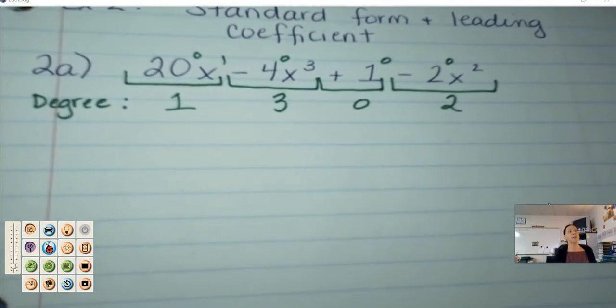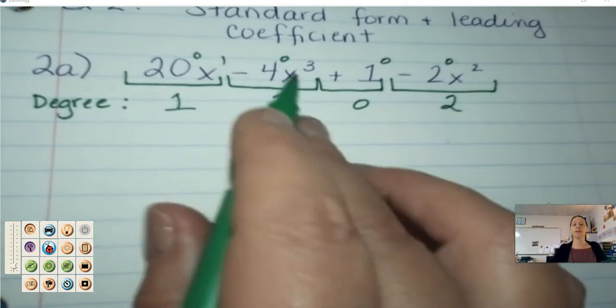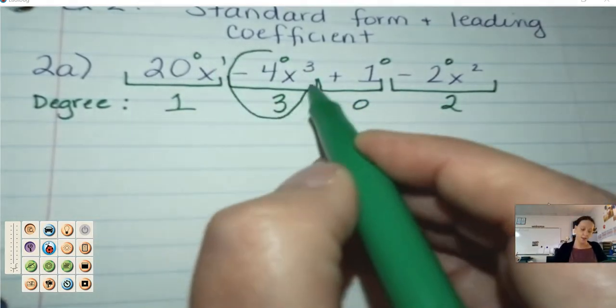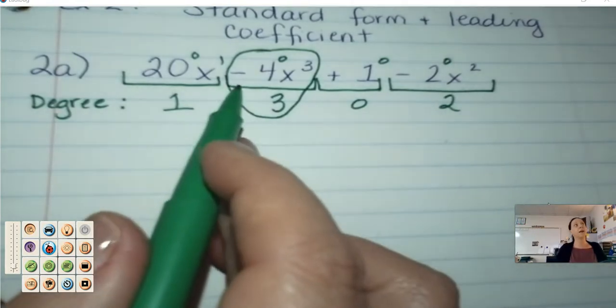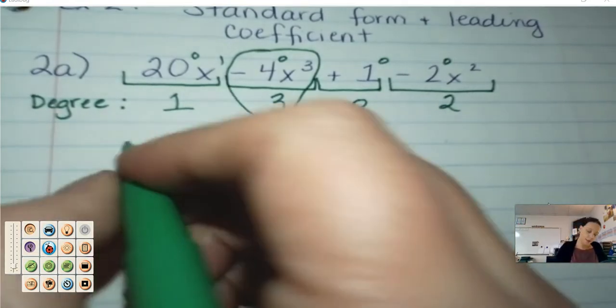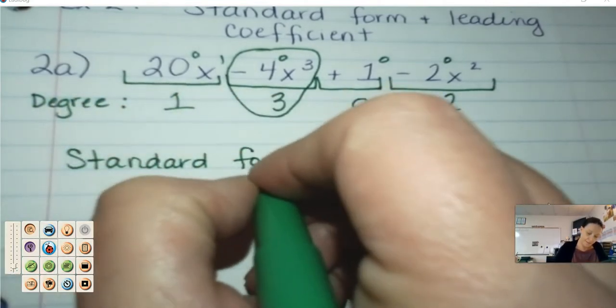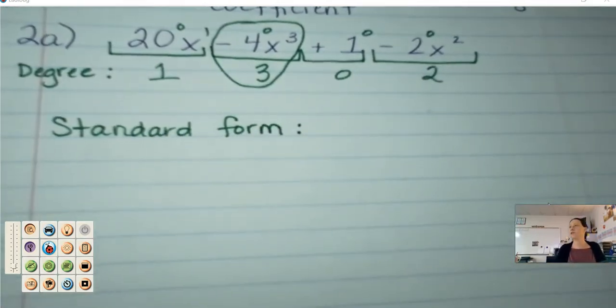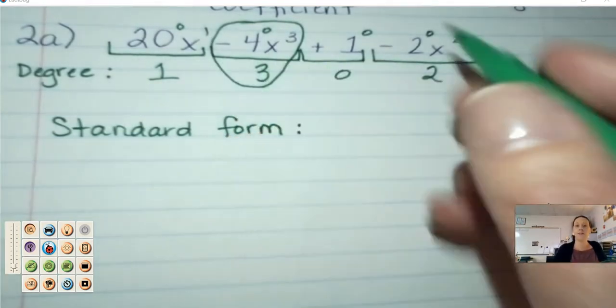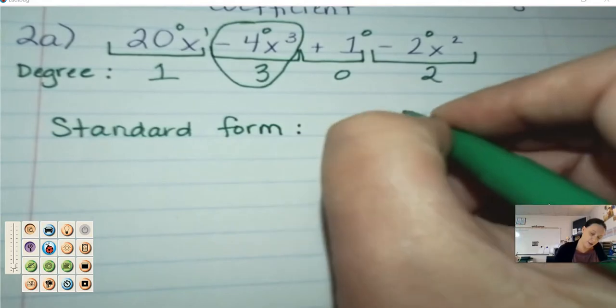Okay, to write this into standard form, we write it in order of descending degrees. So the highest degree always goes first. You have to be careful though, if it has a minus sign in front of it, keep that minus sign. So we're starting with the biggest degree of 3. So this is the term that's going to go first. Keep in mind you have to keep the symbol in front. So standard form is how you're always going to write your answers. You're going to use standard form for the next 3 years of your math career. Okay, so that term is negative 4x cubed. That goes first.